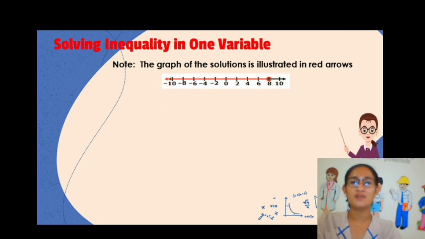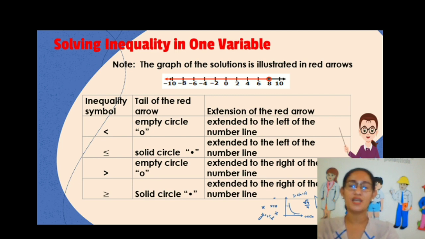Take note of the graph of the solution illustrated in red arrows. For the inequality symbol less than, the tail of the red arrow is an empty circle. The red arrow is extended to the left of the number line. If the inequality symbol is less than or equal to, the tail of the red arrow is a solid circle, which means the red arrow is extended to the left of the number line.